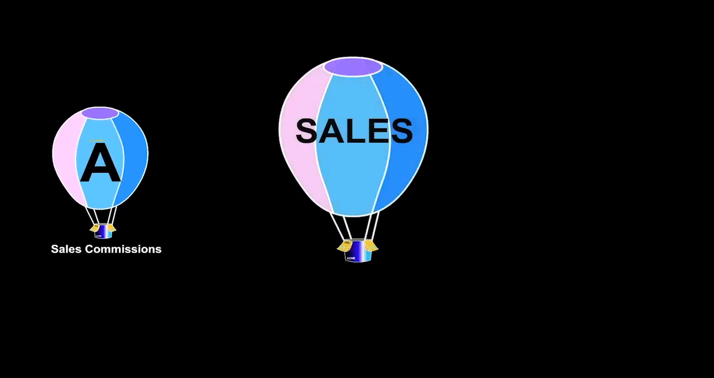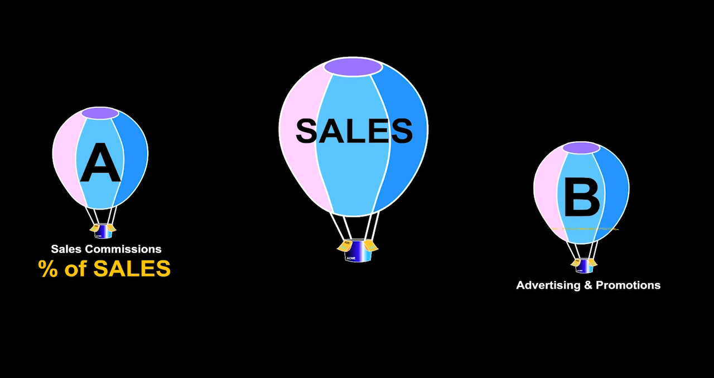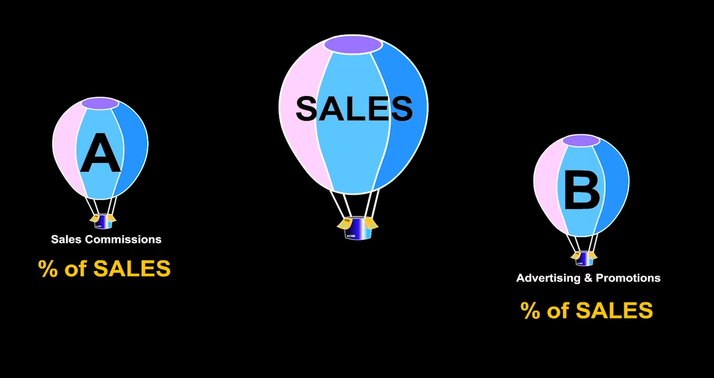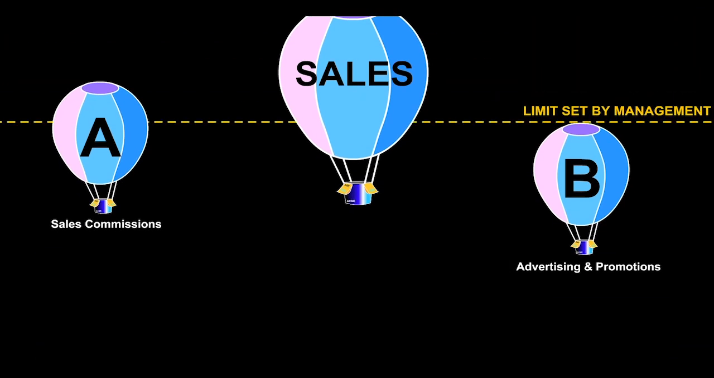An example is sales commissions. These are usually given to salesmen as a percentage of their sales. The advertising and promotions budget are sometimes pegged as a percentage of sales, but that policy is arbitrarily set. Management can actually fix the amount budgeted for this expense item.